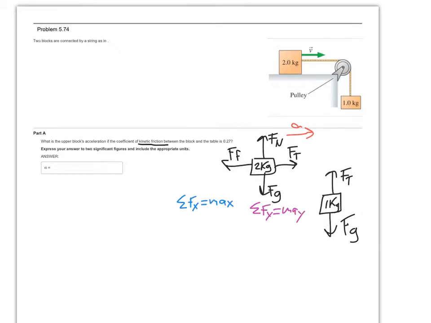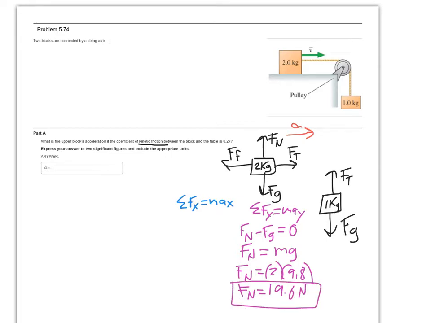I'm going to go ahead and set up my ΣF = ma for the 2 kilogram object. So in the y direction, we have Fn minus Fg, and that's going to be equal to 0 because it's not accelerating vertically. And that means that my normal force is equal to the force of gravity, which is just mg. And so my normal force is equal to 2 times 9.8, or 19.6 newtons.